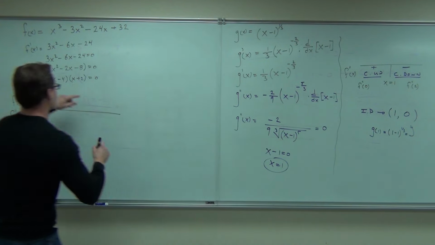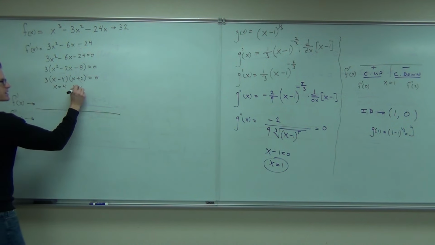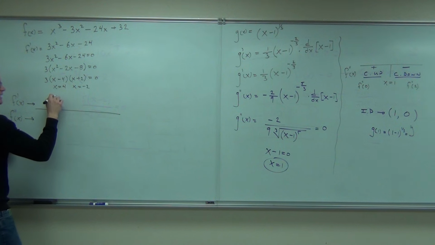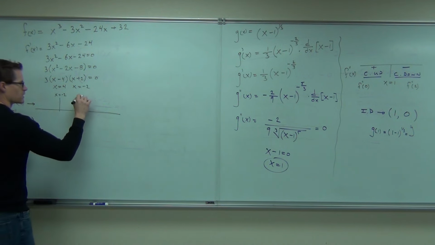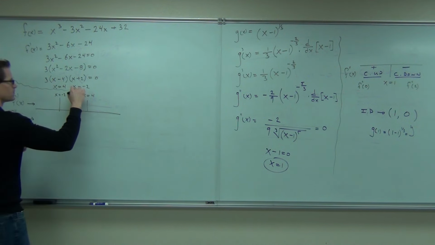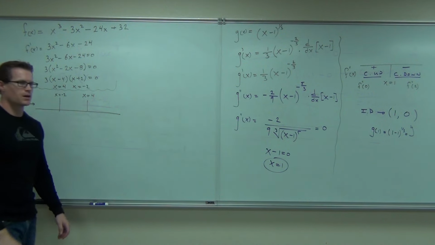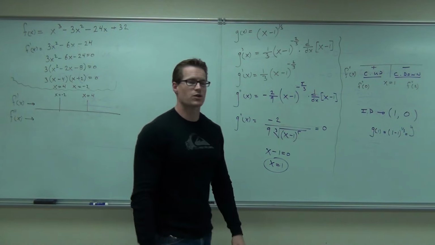So right here on our first derivative test, we got x is 4, we got x is -2, we're going to get -2, and we're going to get 4. That's our first derivative test. Now we get to plug in some numbers. So why don't you do that on your own?